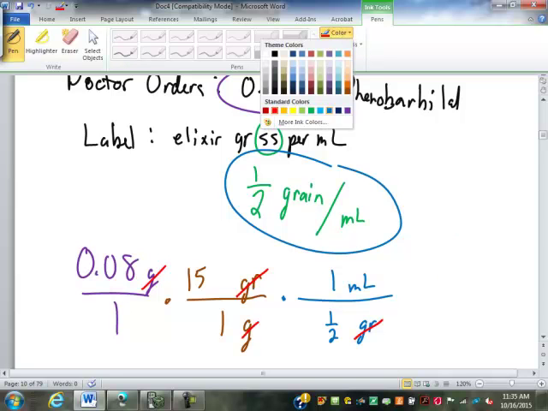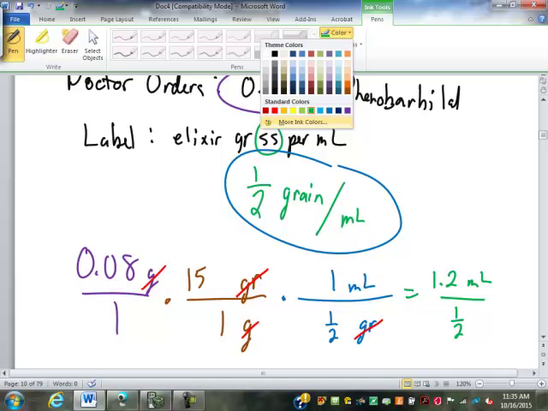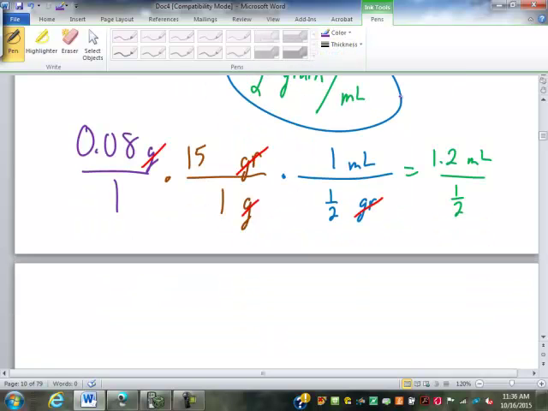So now we're going to multiply across the top. 0.08 times 15 is 1.2. That'll be milliliters over 1 times 1 times 1/2 is 1/2, or 0.5 if you want to write it that way. 1.2 divided by 1/2 is going to be 2.4 milliliters. So you would administer 2.4 milliliters to that patient.